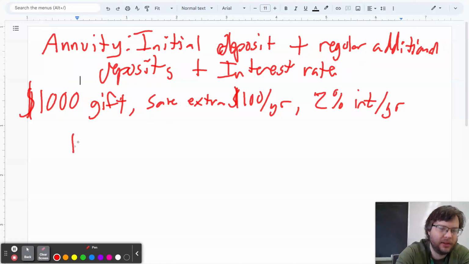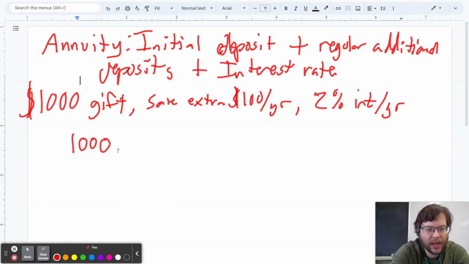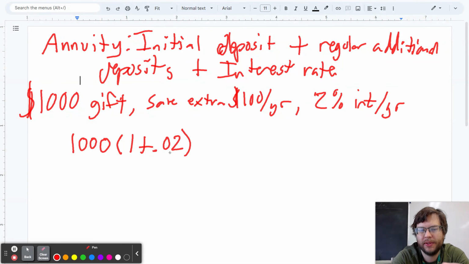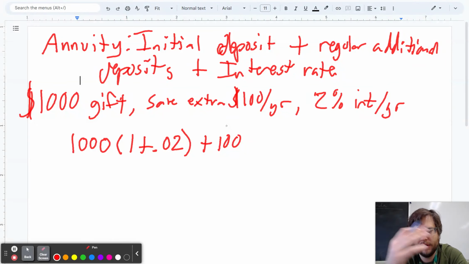You start out with $1,000, and then you multiply that by 1 plus 0.02, because that's your 2%, and then you add $100 onto that. And then that's what happens after a year. You get your 2% interest on what you had in the account, and then you add $100 more.